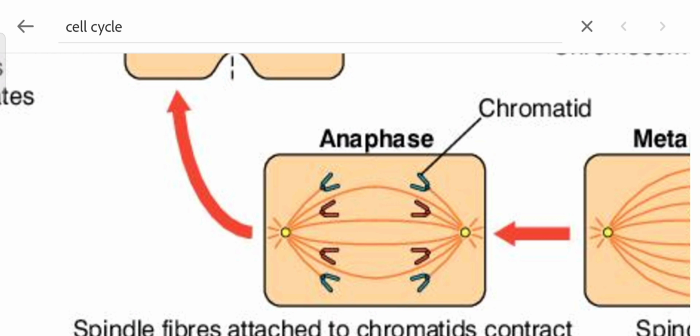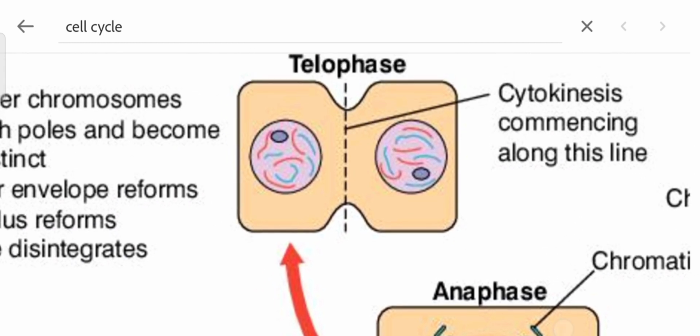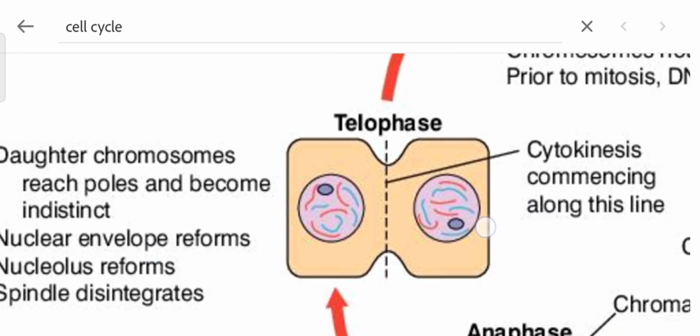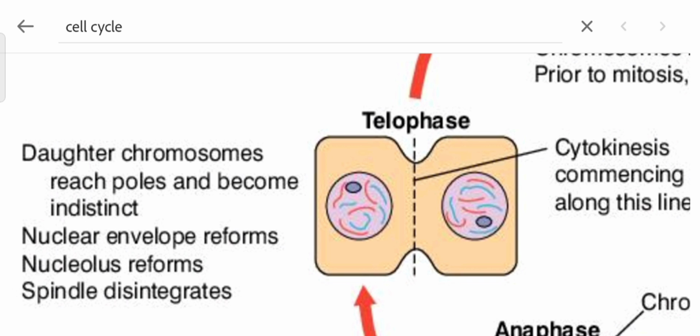But the moment they are pulled apart towards the opposite poles, they recover their name, and now they are being called chromosomes. Now, it marks the end of anaphase when they have finally reached the opposite poles. And now, after the chromosomes have reached the opposite poles of the cell, that marks the end of anaphase, and the beginning of our next stage known as telophase.